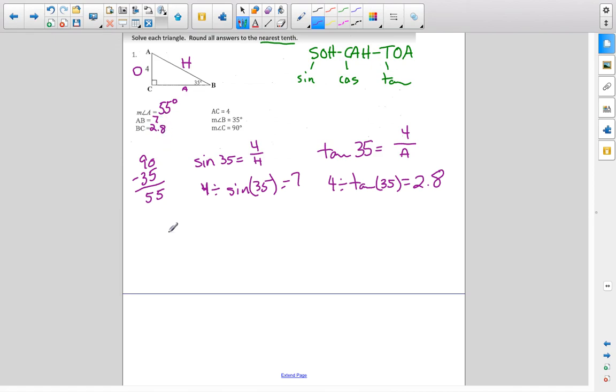Now continue on and complete the other problems, making sure you're using your SOHCAHTOA. And it looks like you have plenty of work space to the right of the problem over here. So make sure you write out what you're doing. And in case you make a mistake, we'll be able to see exactly what help you need.